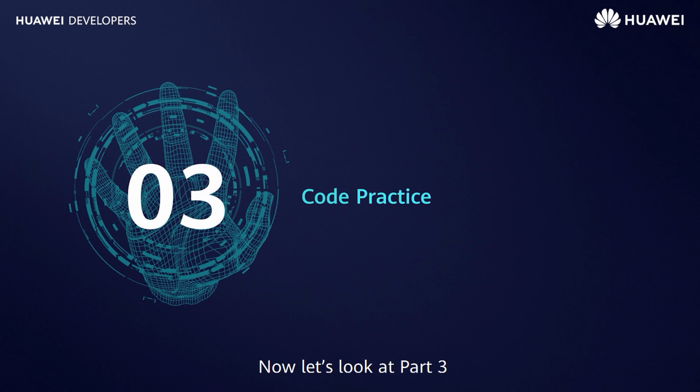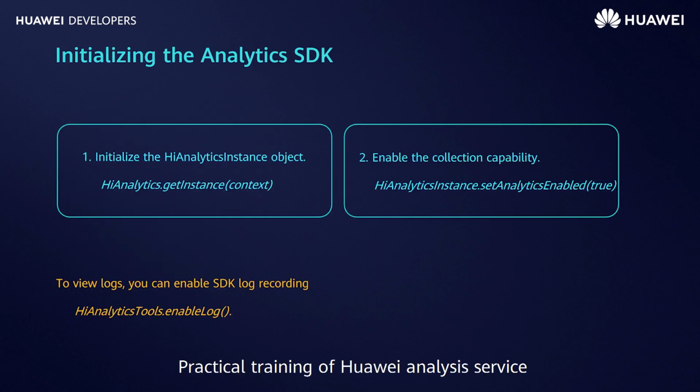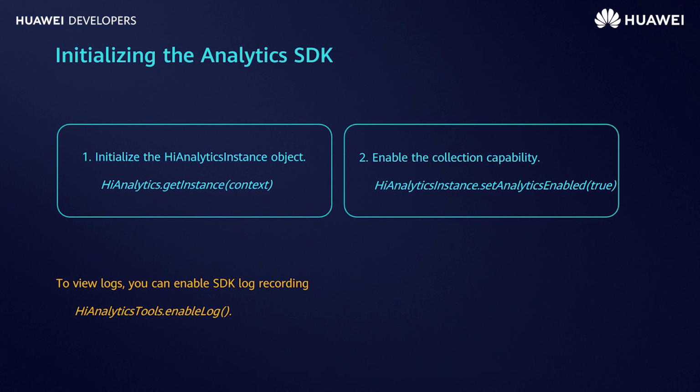Now let's look at part 3. Practical training of Huawei Analysis Service. First, initialization of analysis service. Usually we need to initialize in the initial class of app. For example, initialize analysis service in main activity.